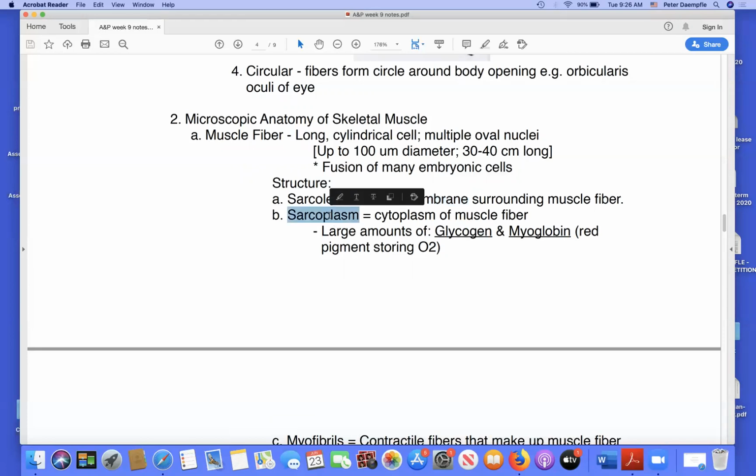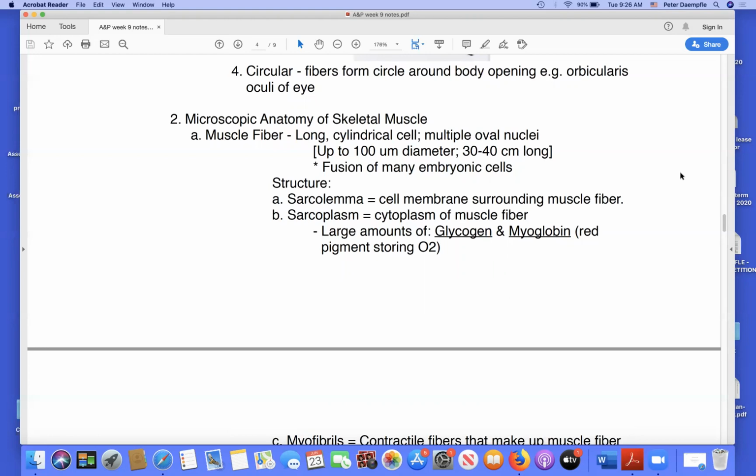And sarcoplasm is the special cytoplasm of the muscle fiber. So you can't say cytoplasm and cell membrane. You have to say sarcoplasm and sarcolemma, all right? And why do we say that? Because it is a different type of cell. It's a special cell. The cytoplasm of the muscle has a lot of glycogen and myoglobin, all right?